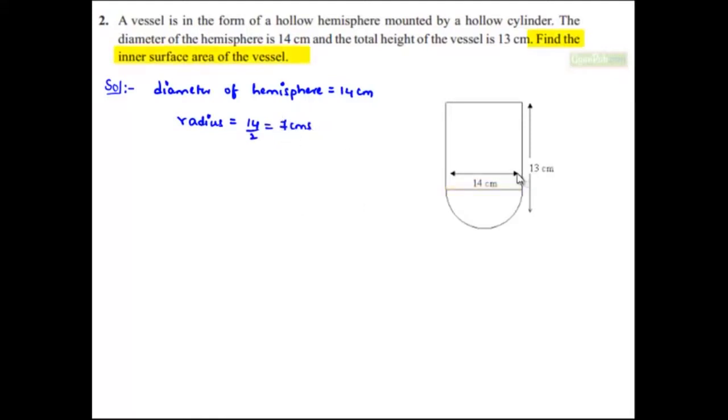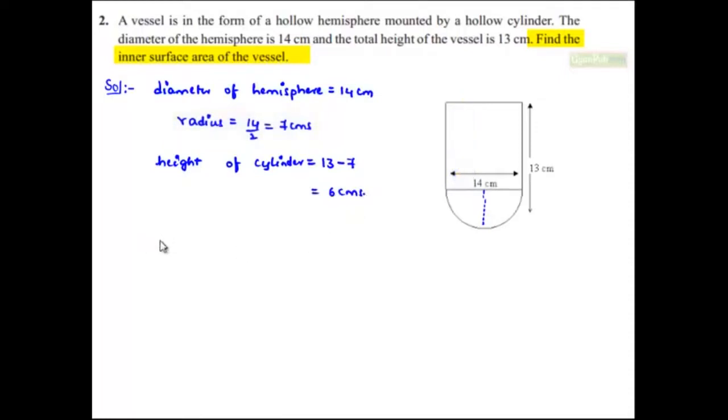Now he is asking us to find the inner surface area of the vessel. In order to find the inner surface area of the vessel, we need to find the inner surface area of the cylinder and also the inner surface area of the hemisphere. So in order to find that, let us find the height of the cylinder, which is equal to, here total height is given as 13 centimeters, minus, from that we need to subtract this height, that is nothing but the radius here, which is equal to 7 centimeters. Therefore we get the height of the hollow cylinder as 6 centimeters.